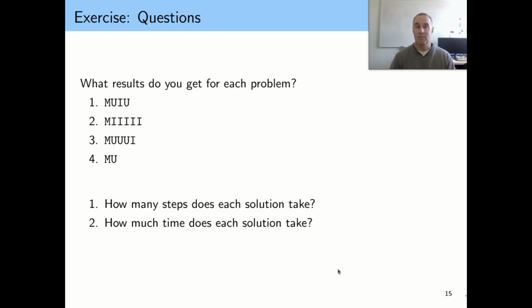So here are some questions to ask yourself as you go through this exercise. What results do you get? You shouldn't get a result for the last problem. If you do get a result for the last problem, you've got a bug in your system. And you should maybe have a counter in your system. It's something you can add that would report back to you how many steps each of these solutions took. You might also set a timer to see how much time each of these solutions took.